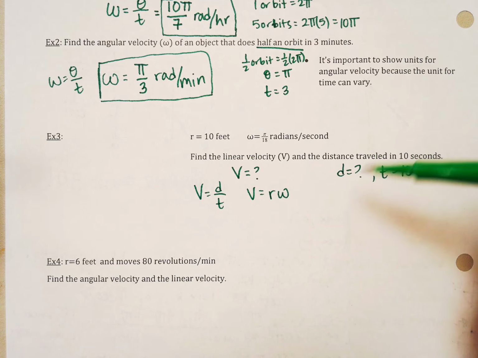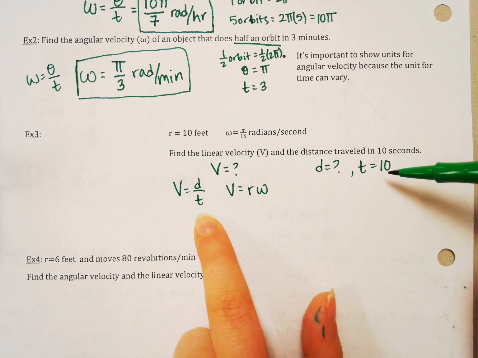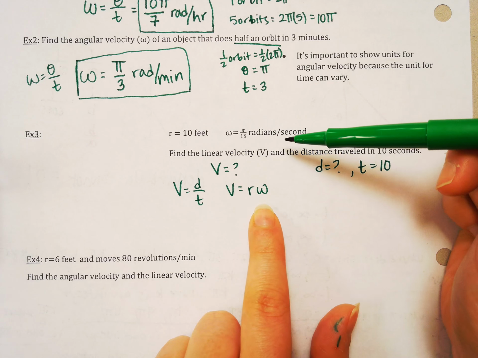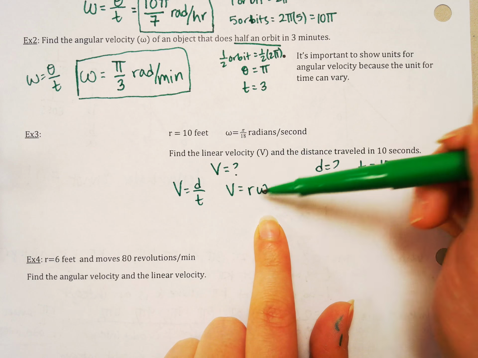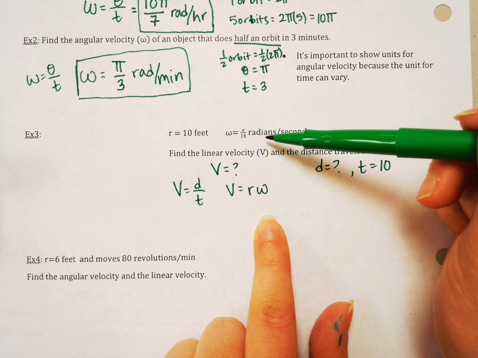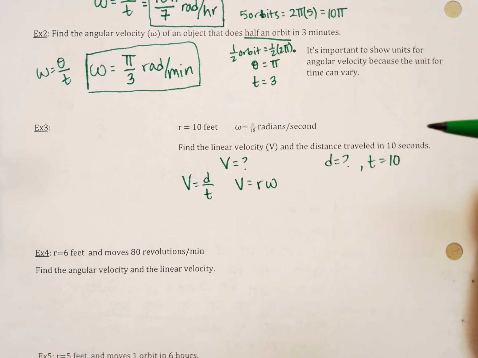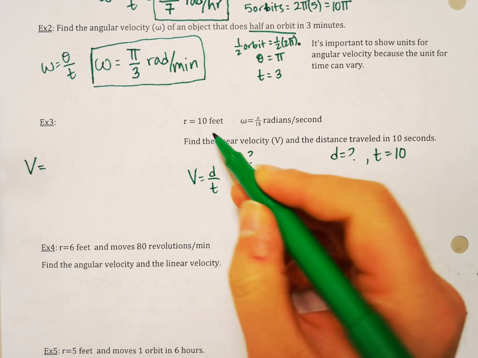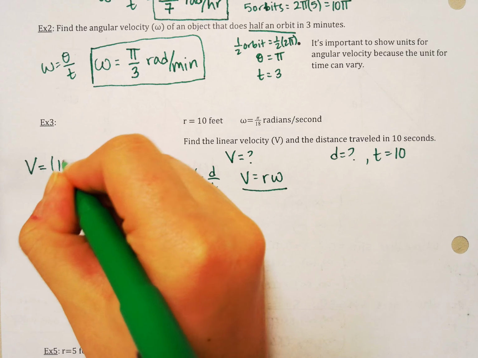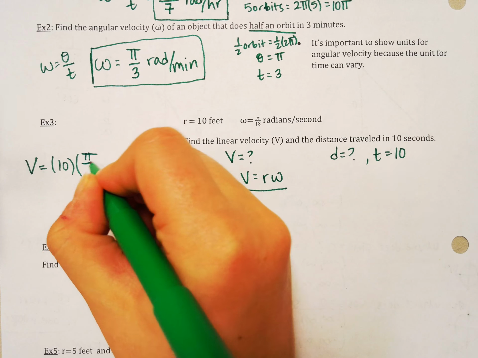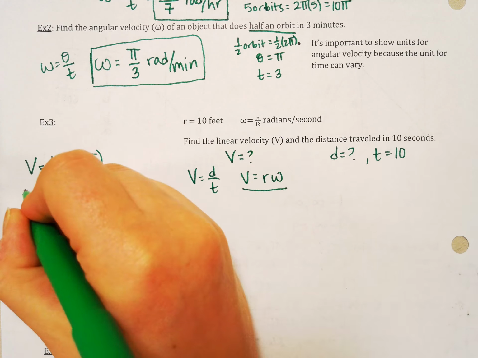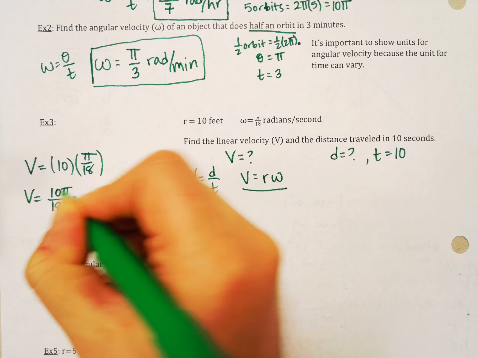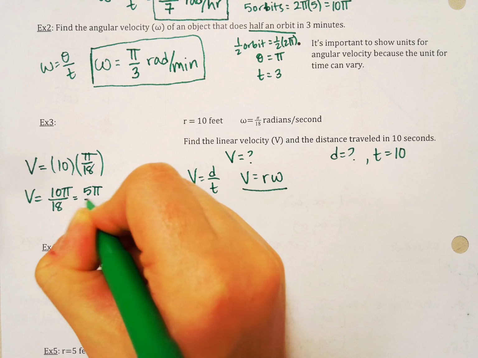Given what we are given here, I don't know my distance, but I do know my time, but I don't know my linear velocity yet. But I do know my radius and I do know my angular velocity. To find my linear velocity, I'm going to use this formula because I already have both of these variables that I can just plug in. So I'm going to use this one here right now, where my radius is 10 and then my angular velocity is pi over 18. And I'll simplify that, so I'd get 10 pi over 18, which I can reduce down, divide everything by 2 to 5 pi over 9.